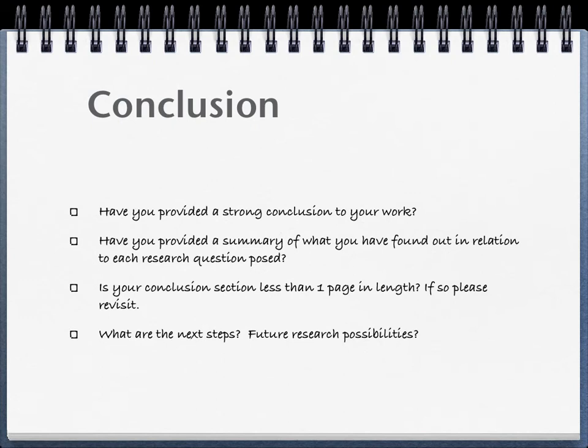So again, back to my EastEnders analogy, don't be afraid to repeat what you've said before. Go back over your approach, go back over your findings, and tell the reader, remind the reader once more why what you've done is good, why it's a robust piece of research, why what you found is actually interesting and important. And again, don't be afraid to say what the next steps are, what the future research possibilities might be.